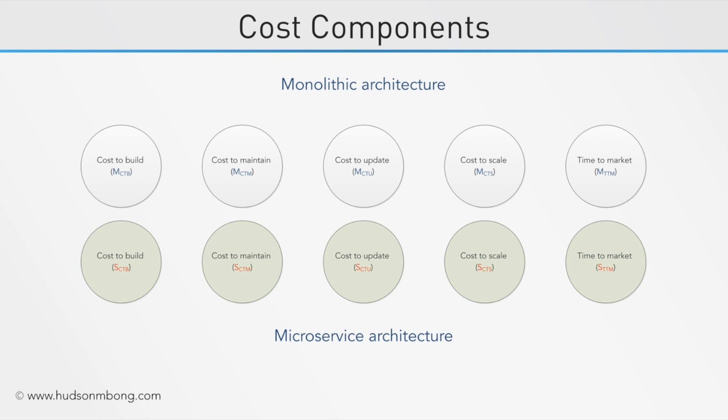The cost to scale is what it takes to scale the platform to maintain system response time and performance as the user base increases. The time to market is the time taken to build the software platform or a given update, and the time between analysis and release.